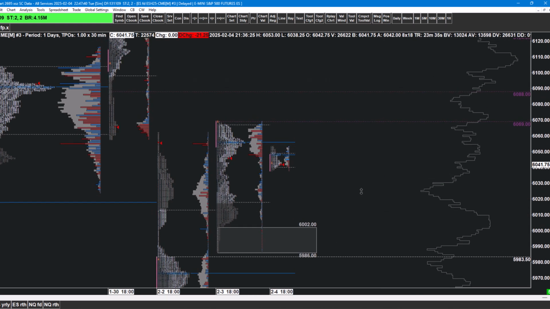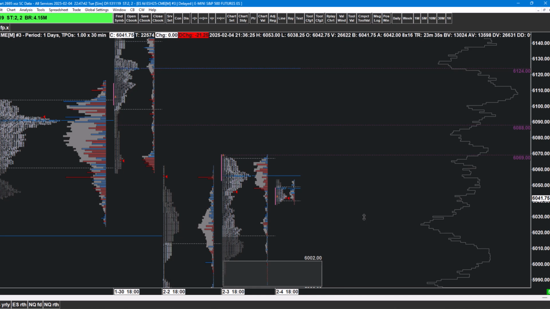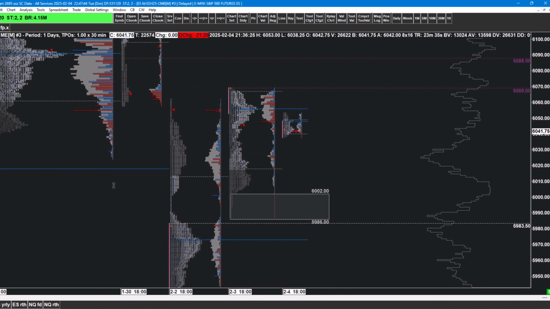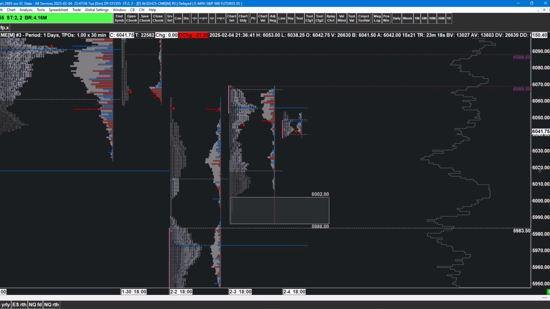So I'm going to be going over failed auctions, higher time frame probability. Then I'm going to go over what I see. So yeah, let me just start off with the market profile.